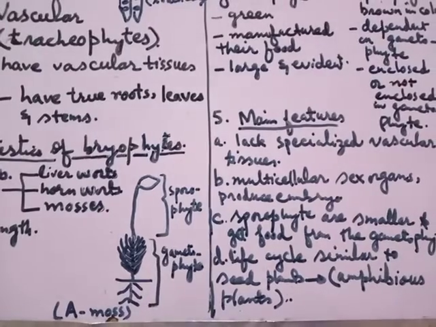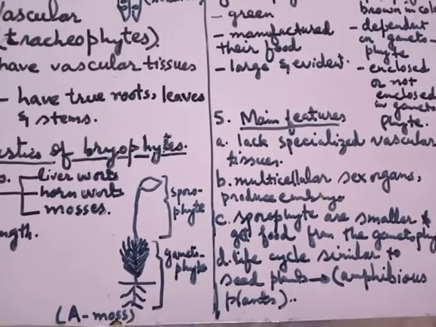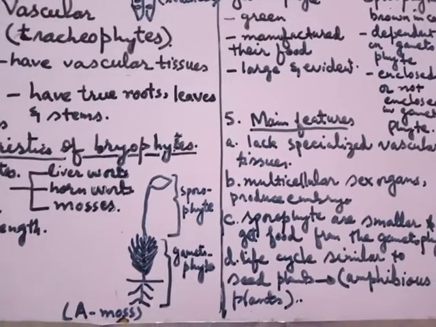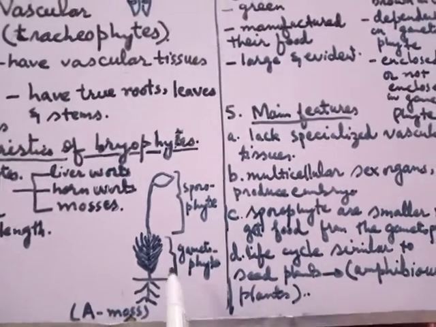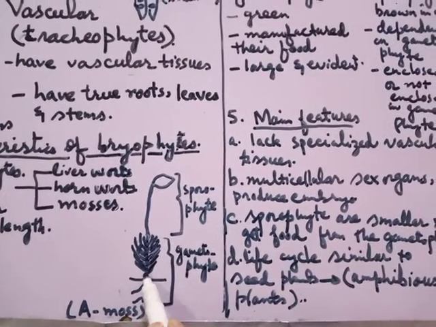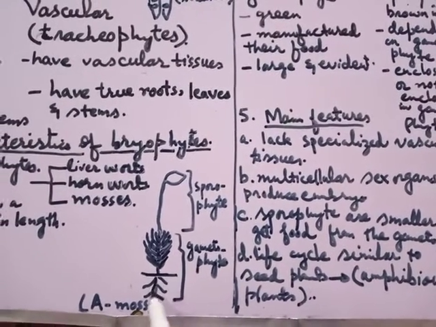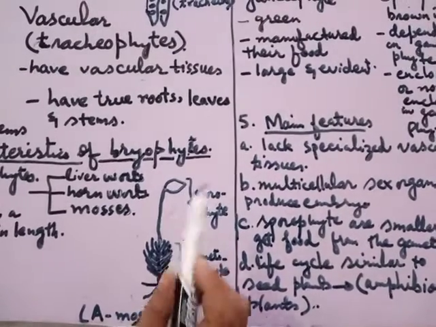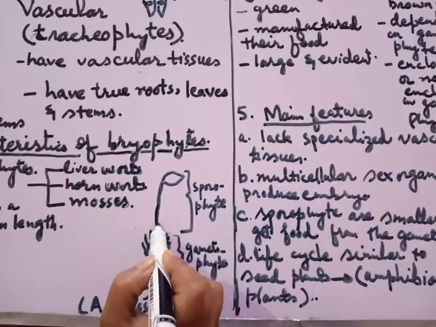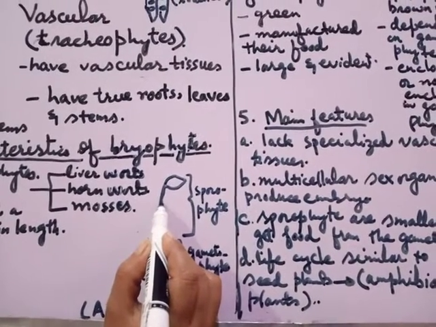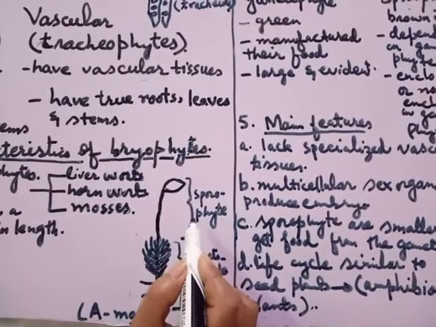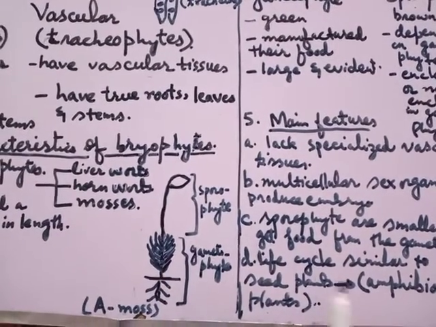You can see from the figure that this is the gametophyte generation and this is the sporophyte generation. Gametophyte has leaf-like, stem-like and root-like structures, while the sporophyte generation is present above the gametophyte generation. It has a stalk and then a capsule. Inside the capsule, spores are produced, that's why we call it what? Sporophyte generation.